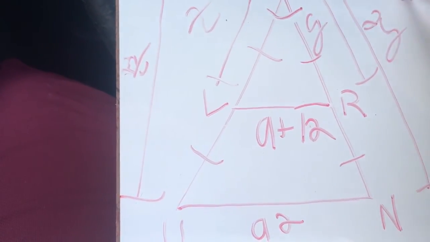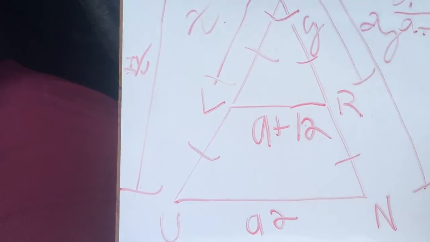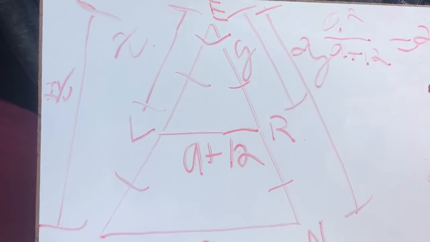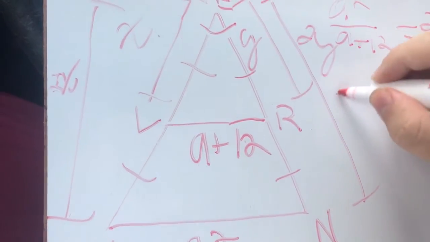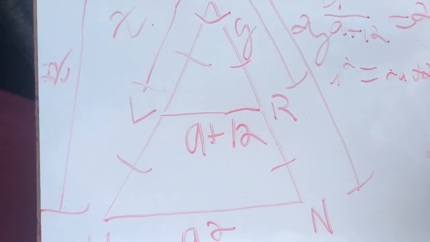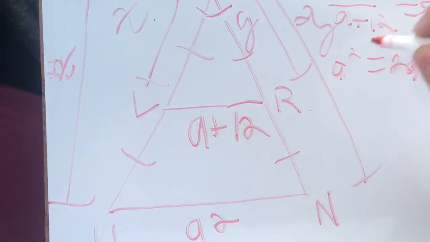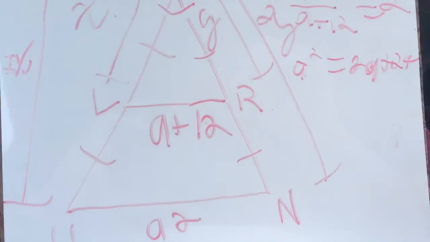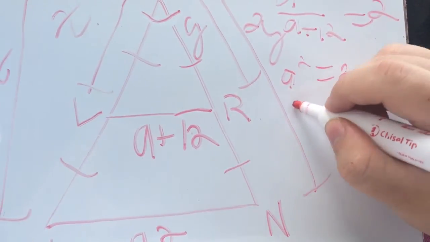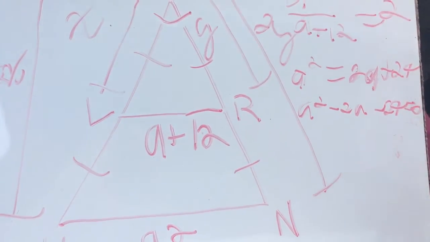A squared divided by a plus 12 is equal to 2. Now, let's rearrange and distribute. A squared is equal to 2a plus 24. Running out of marker. So a squared is equal to 2a plus 24. Now let's do some more rearranging. A squared minus 2a minus 24 is equal to 0.